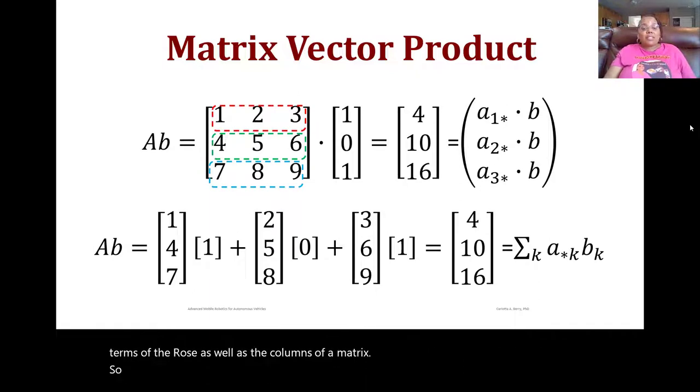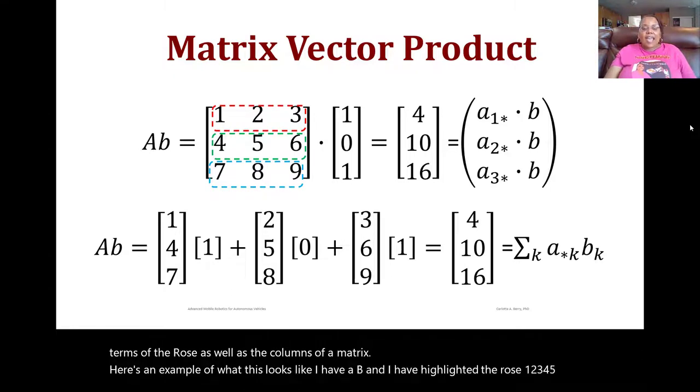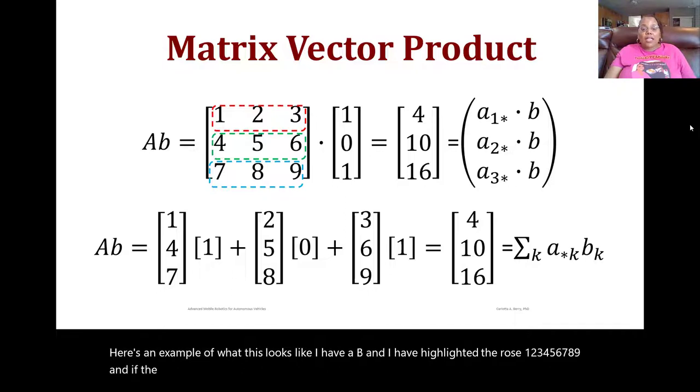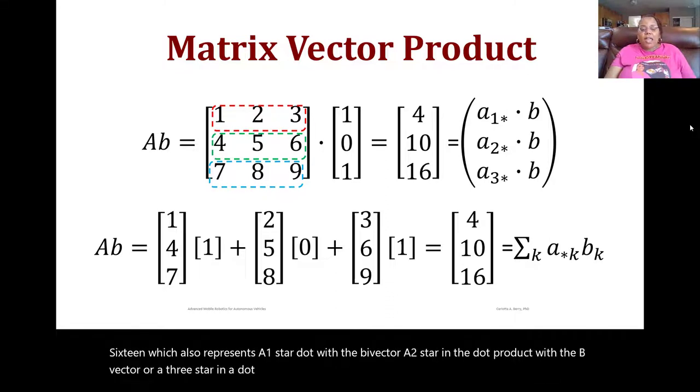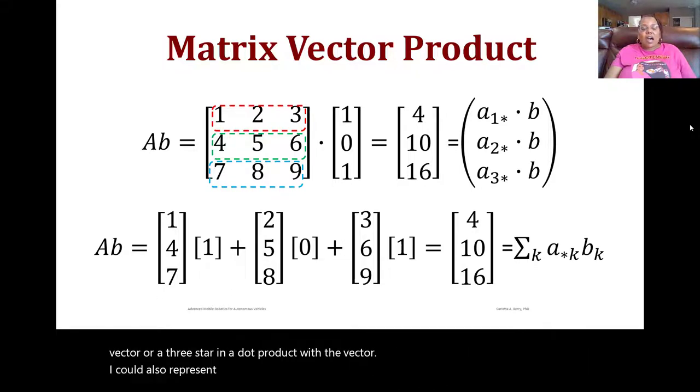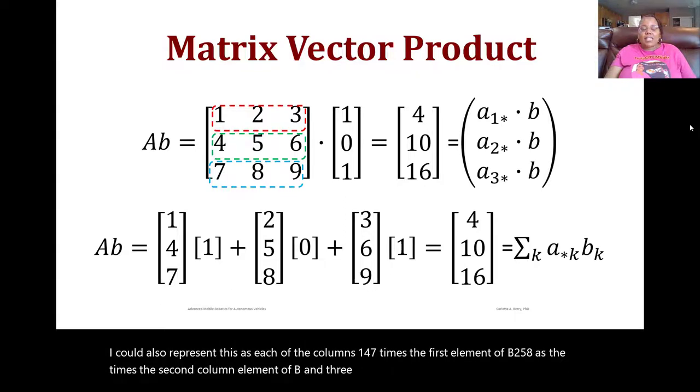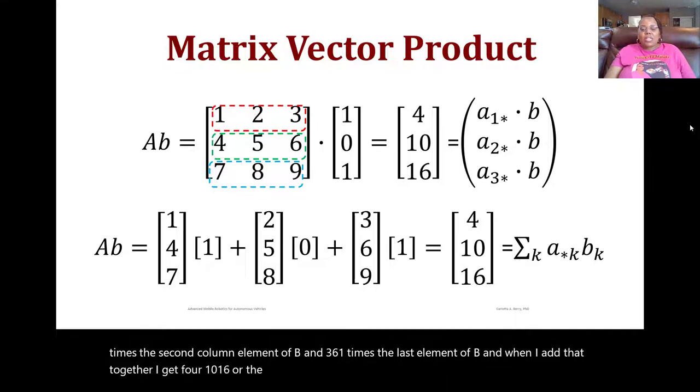So here's an example of what this looks like. I have AB and I have highlighted the rows 1, 2, 3, 4, 5, 6, 7, 8, 9. And if the B vector is 1, 0, 1 with the dot product, I can write that as now a column result 4, 10, 16, which also represents A1 star dot with the B vector, A2 star in a dot product with the B vector, or A3 star in a dot product with the B vector. I could also represent this as each of the columns, 1 4 7 times the first element of B, 2 5 8 times the second element of B, and 3 6 1 times the last element of B. And when I add that together, I get 4, 10, 16, or the summation of k, which is A star k, bk.